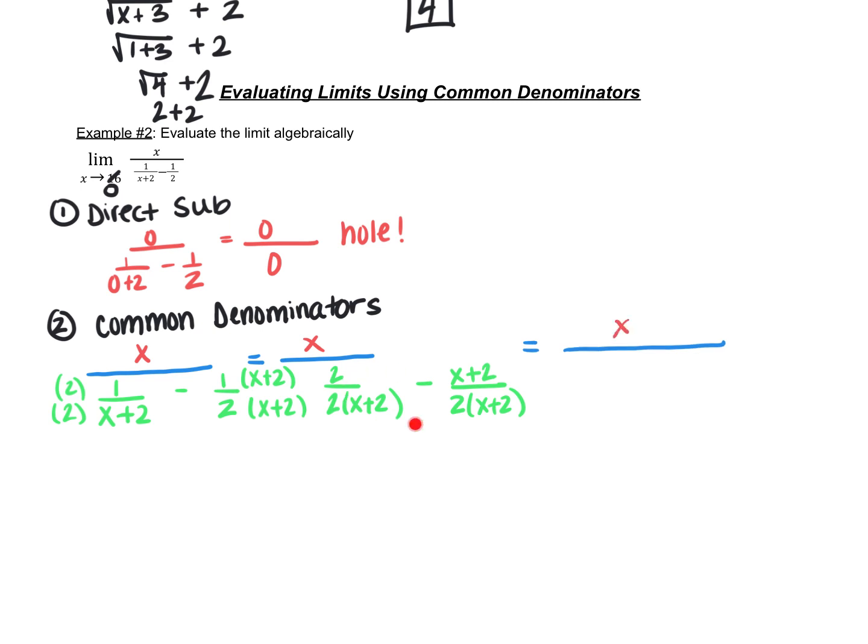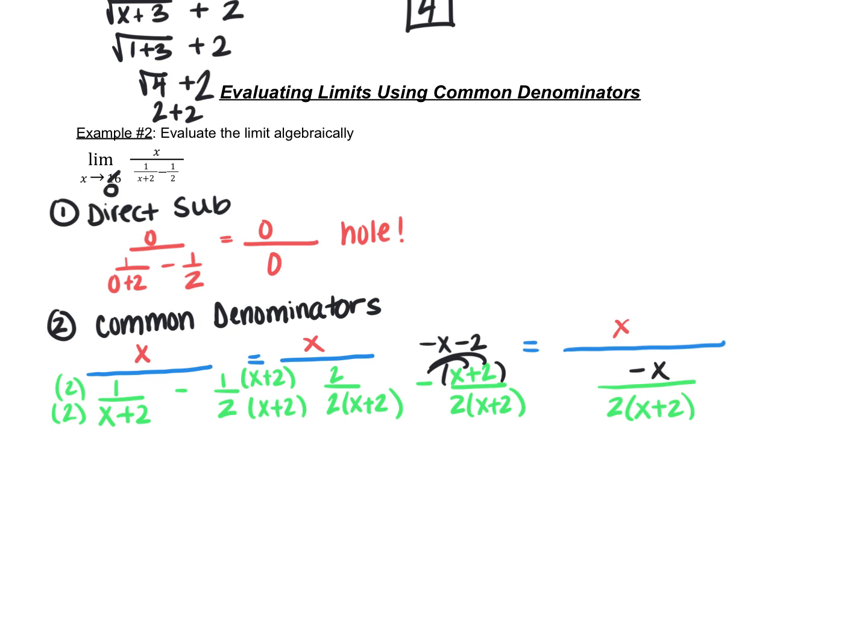In order to subtract these fractions, our denominator needs to be the same, which it is. So 2 times x plus 2 is our common denominator. And then we just subtract the tops. So it's 2 minus x minus 2. Don't forget to distribute that negative. If you need to, put this in parentheses so you know that it's negative x minus 2. So it's 2 minus x minus 2. You should know that these 2's cancel, right? 2 minus 2 is 0. So we're left with negative x.